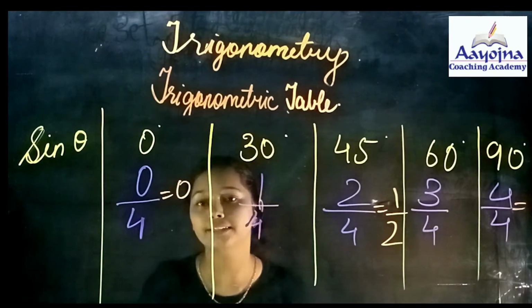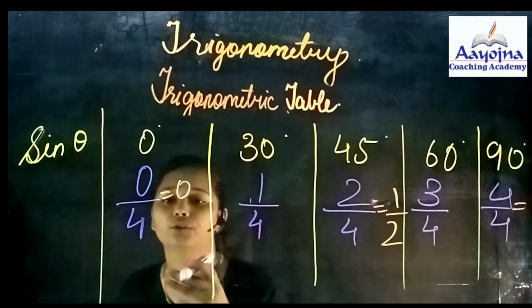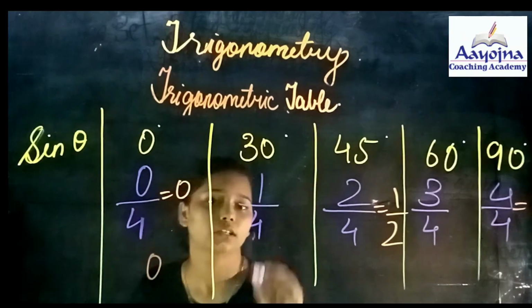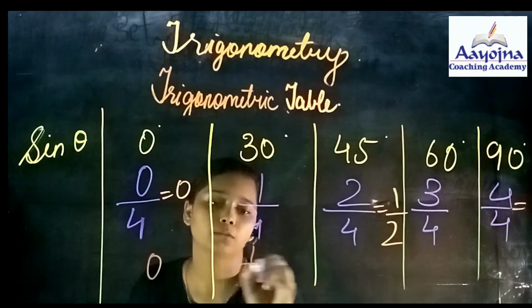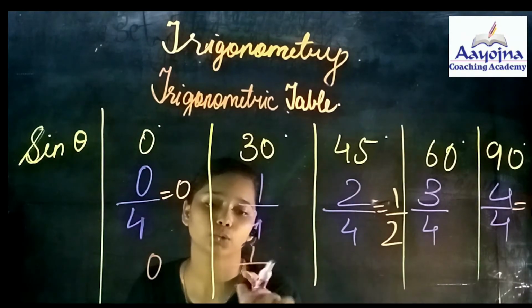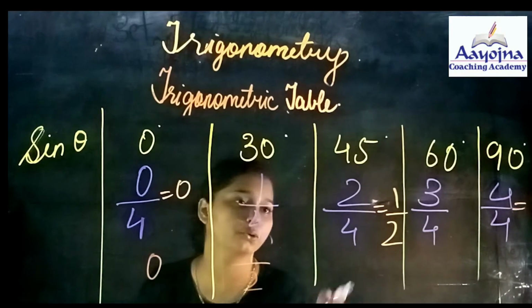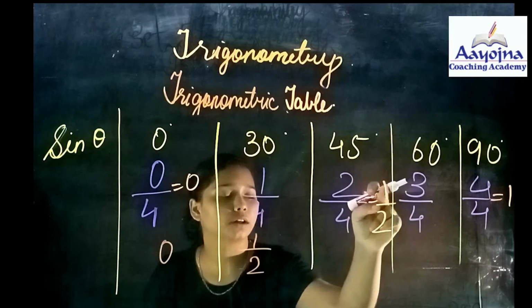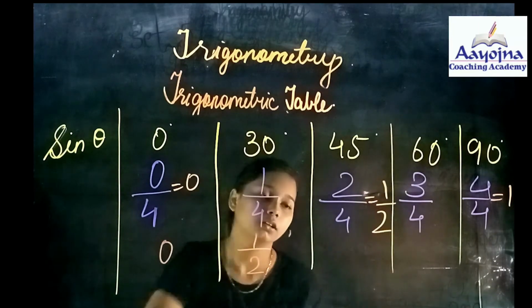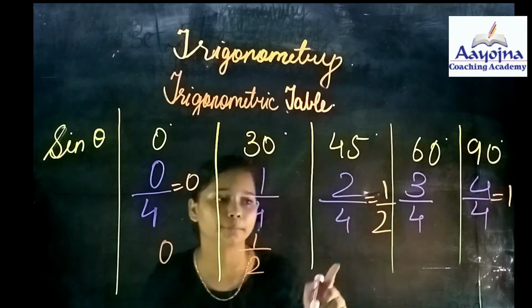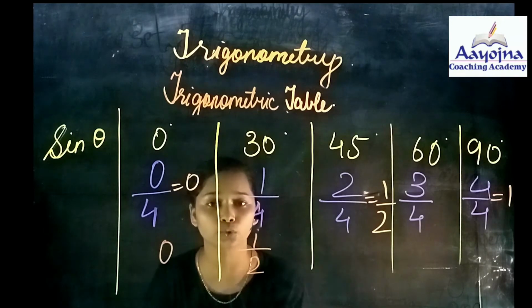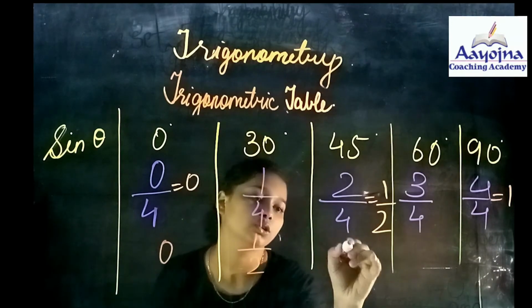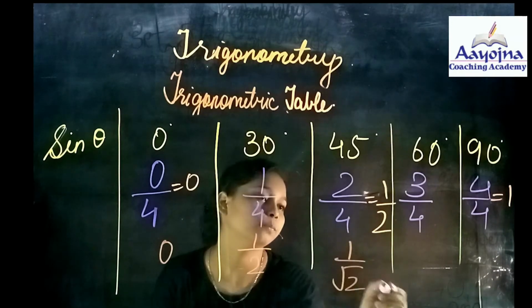Now we will find its square root. So the square root for 0 is 0 itself. For 1 upon 4 it becomes 1 upon 2, because the square root of 4 is 2, and 2 squared is 4. 2 upon 4 we further divided as 1 upon 2, that is half. Now for 1 upon 2 the square root will be 1 upon root 2, because root 2 into root 2 is 2. So 1 upon root 2.